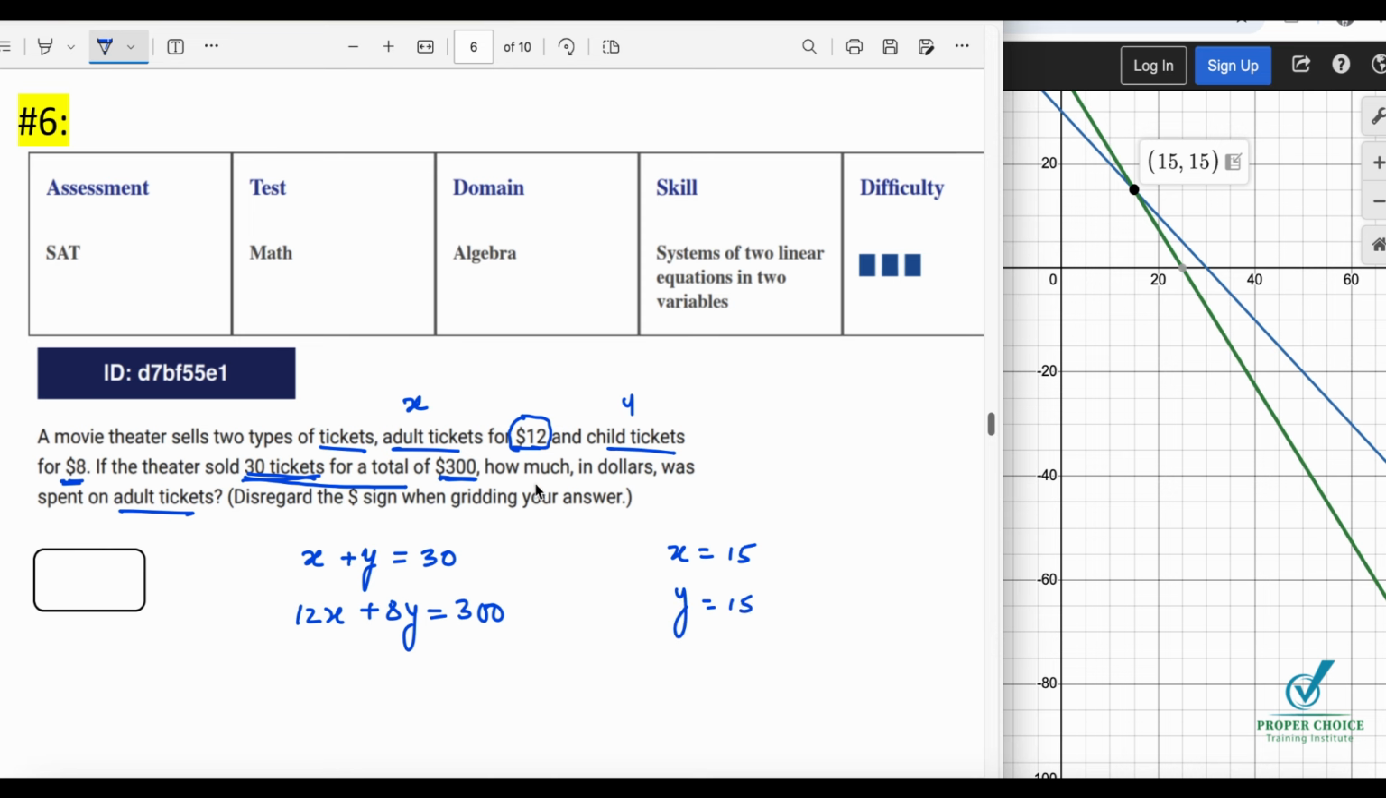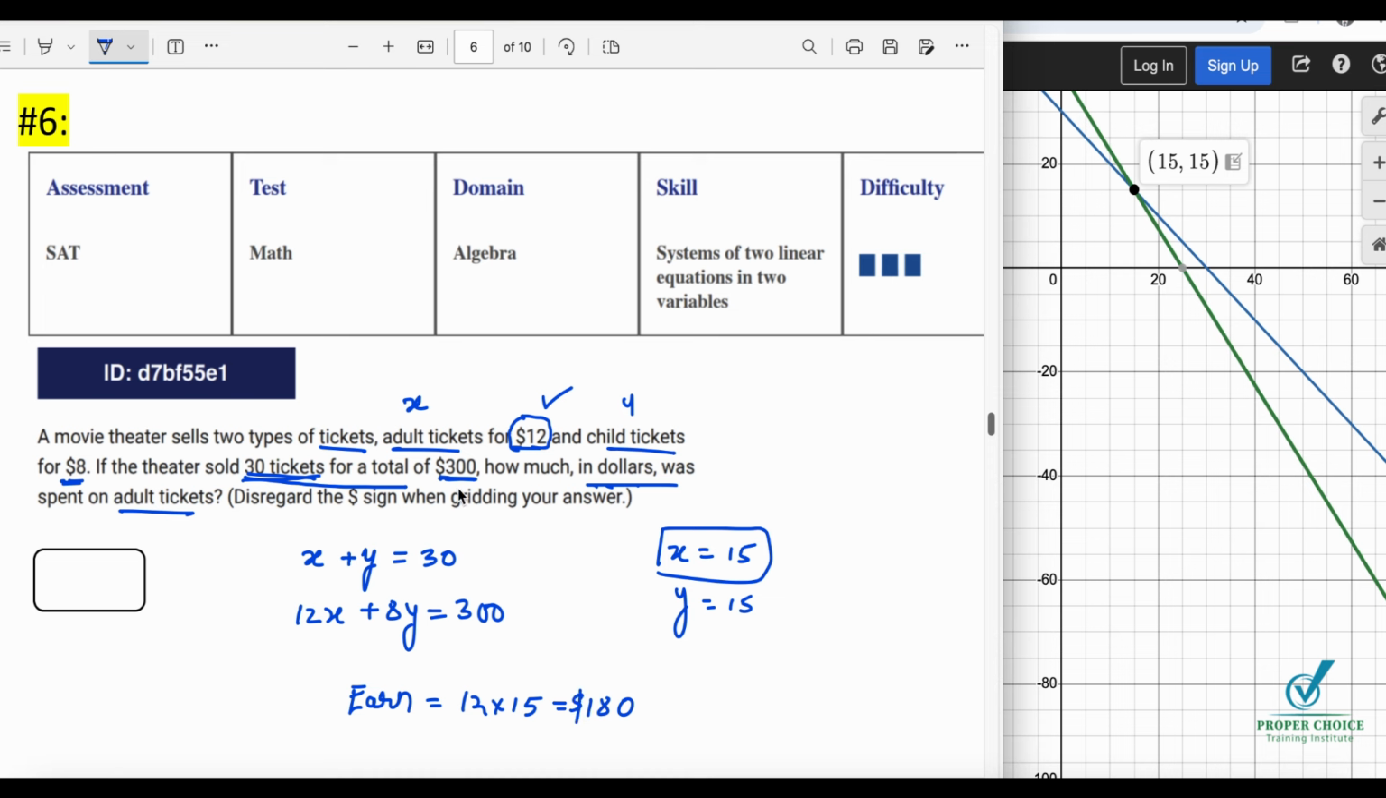But the question says how much in dollars was spent on adult tickets. So each adult ticket costs $12 and 15 adult tickets were sold. The amount they earn by selling adult tickets is going to be 12 times 15. So what are we going to get? 12 times 15 is going to be 180. So 12 times 15 equals $180.